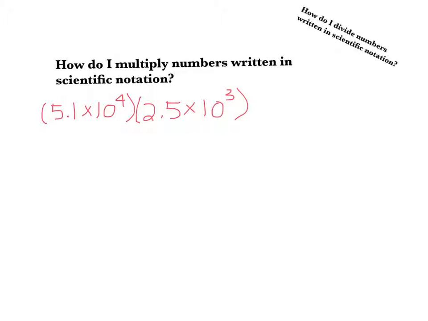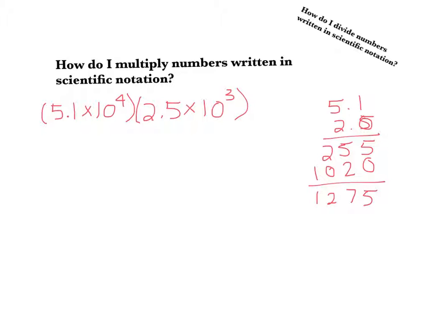So the first thing that we need to do is multiply the two first factors to get a new first factor. So we have 5.1 times 2.5. 5 times 1 is 5. 5 times 5 is 25. 2 times 1 is 2. 2 times 5 is 10. If we add these together, I get 1275, and I see that I need 2 decimal places. So I have 12.75.